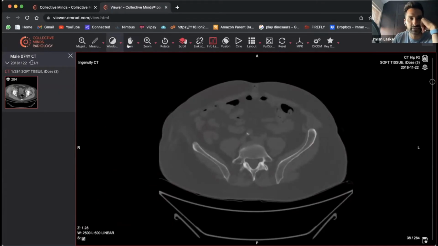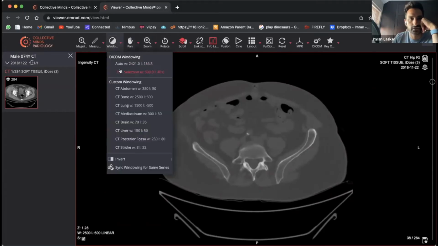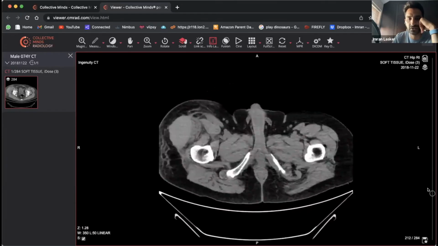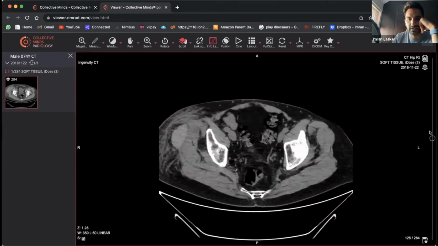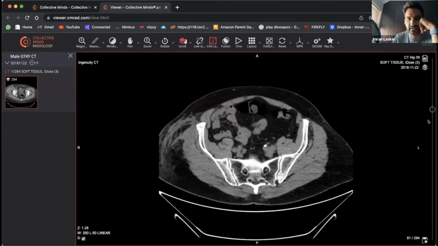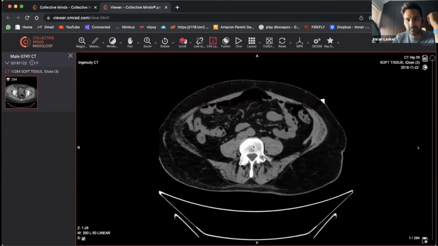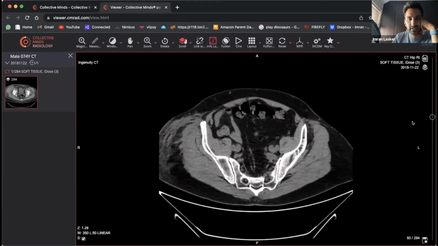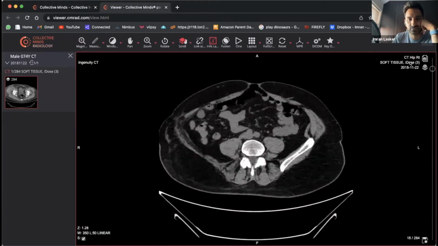Okay, so let's go back to abdominal window. So then you've got to make sure, okay, this patient's got abdominal pain. Let's go through the bowels. Bowel looks okay so far. I can't see any hernia or anything like that. Everything looks okay. As much of the bowel as we've got, it looks all right. Right iliac fossa looks okay as well.